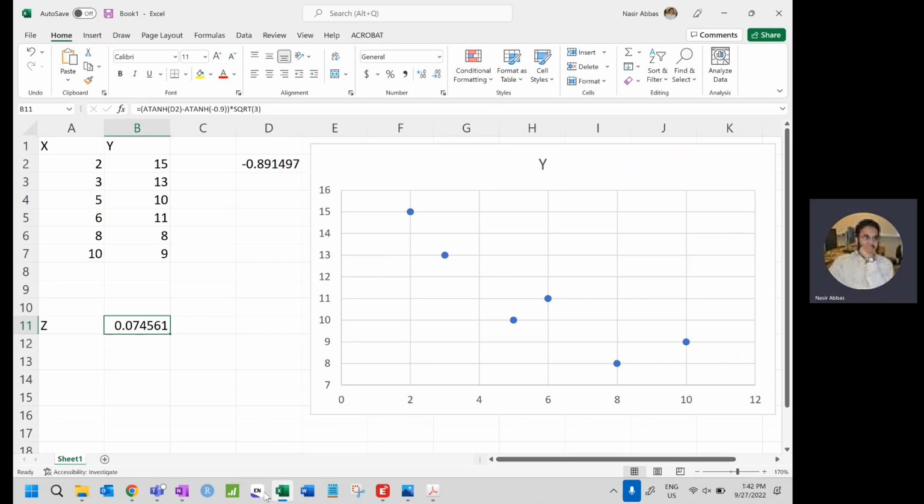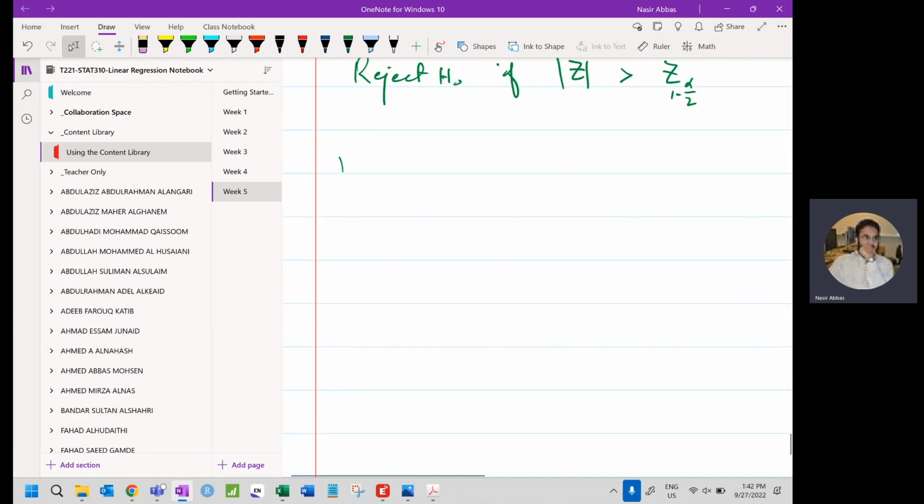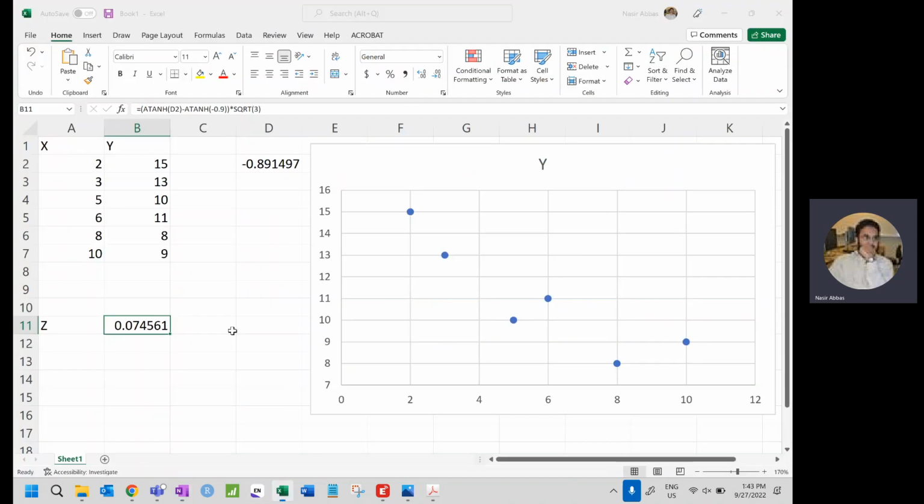If you want to use the p-value approach, you can, and here is the expression. The p-value is 2 times the probability of z more than the absolute value of z0. If I want to use it in Excel, Excel will not give me more than probability. Excel will give me less than probability. I can take 1 minus to make it more than.